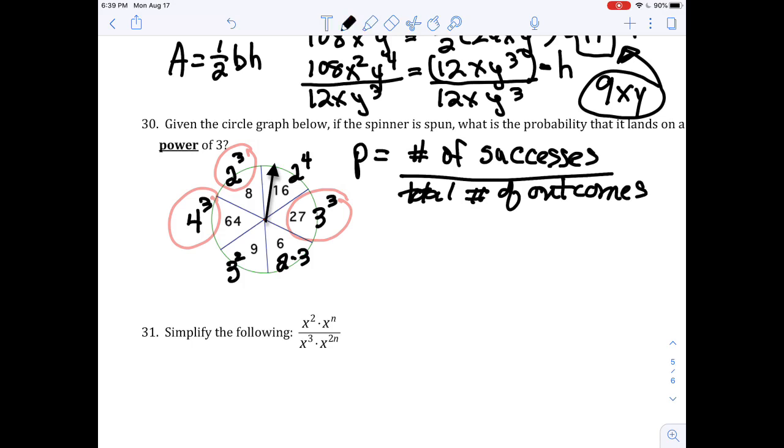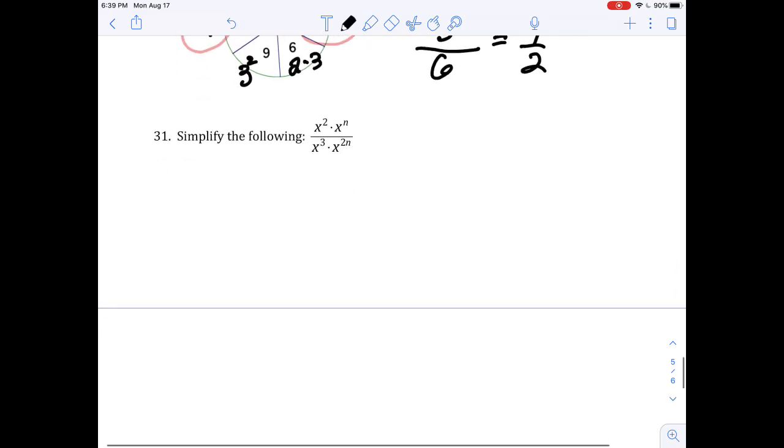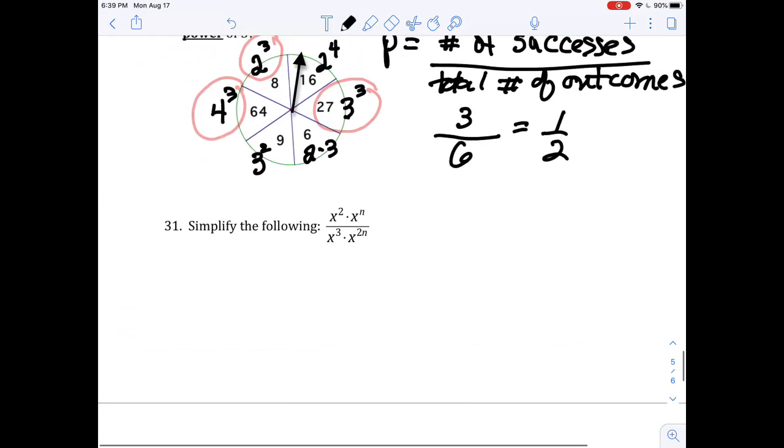So if we go back to probability, probability is number of successes. That's 3 over total number of outcomes. So that's 1, 2, 3, 4, 5, 6. So 3 over 6 or 1/2. All right, our very last extension. So the extensions, if they seem a little harder, they're just a little more challenging, and there will only ever be 1 or 2 on a quiz or test.